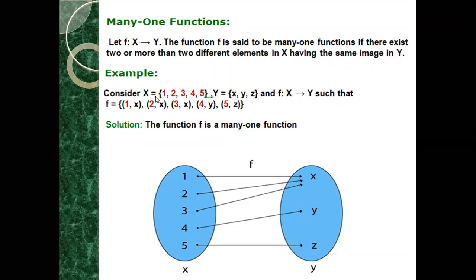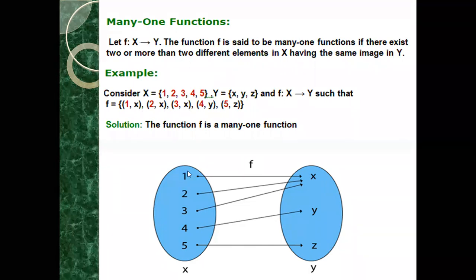So consider an example. Given sets X having elements 1, 2, 3, 4, 5 and Y having elements x, y, z, and the map f maps X to Y such that f = {(1, x), (2, x), (3, x), (4, y), (5, z)}. In this mapping, two or more different elements in the domain, 1, 2, 3, have the same image in the codomain. That element is x.